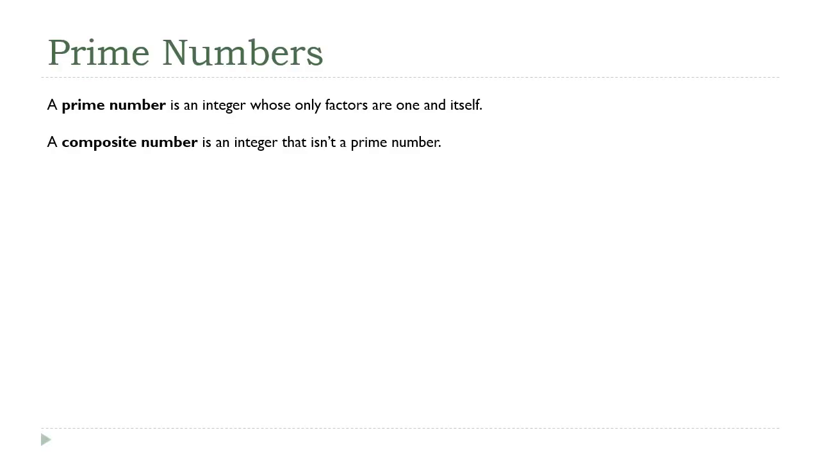We talked about prime numbers briefly at the end of the last lecture, but I want to start off by being precise about what we mean by one. A prime number is an integer that has exactly two factors, one and itself, and a composite number is just the opposite of a prime number. It's a number that has more than two factors.